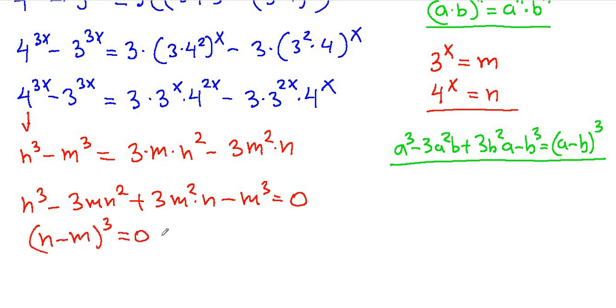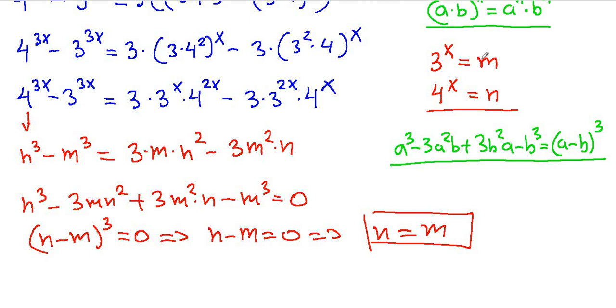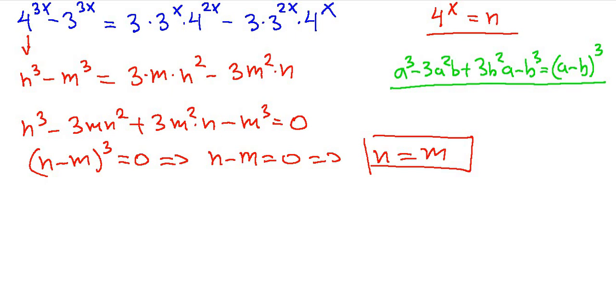is equal to 0. And we can easily find that n minus m is equal to 0, so n is equal to m. And as you remember, we labeled that 3 to the power of x is equal to m and 4 to the power of x is equal to n, which means that 3 to the power of x is equal to, since n is equal to m, 4 to the power of x. So here we can equate that 3 to the power of x is equal to 4 to the power of x.